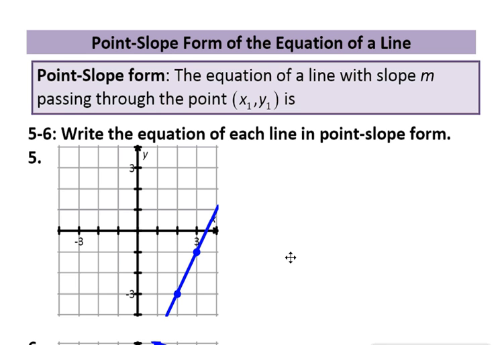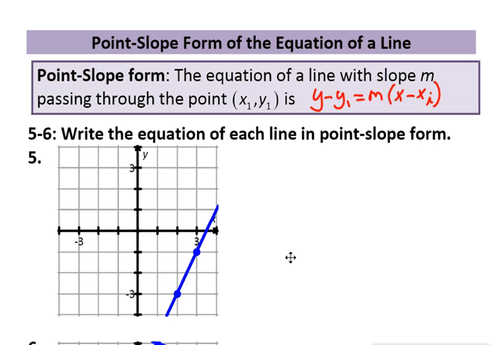So the point-slope form, again, remember that for your vocabulary test, with the slope of m passing through the point (x1, y1) is y minus y1 is equal to m times (x minus x1).